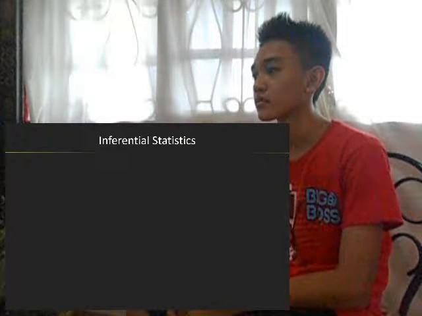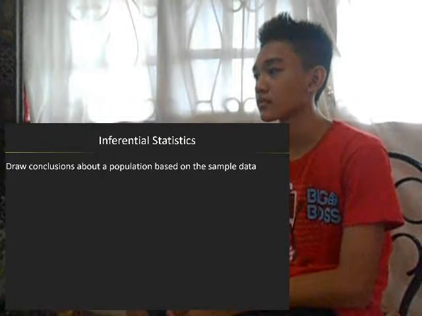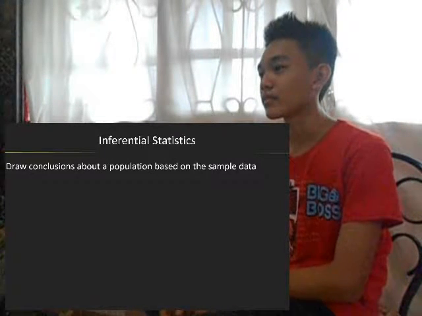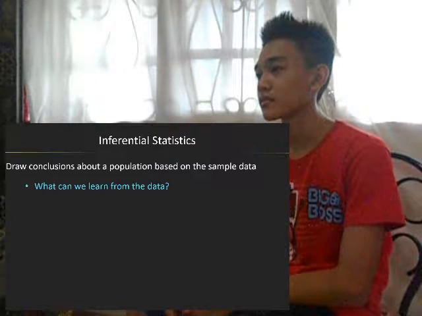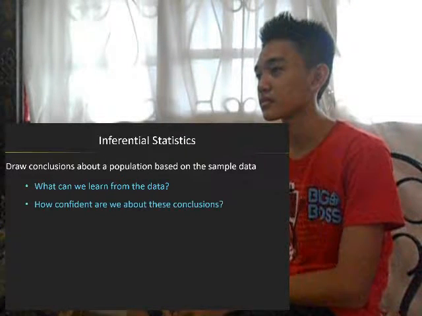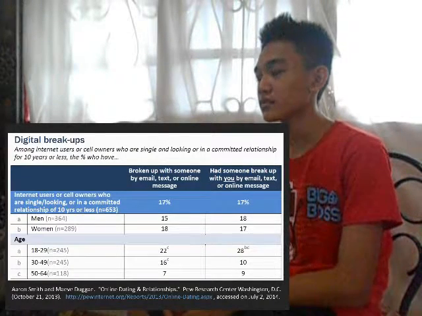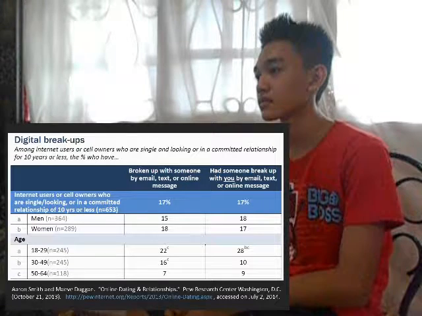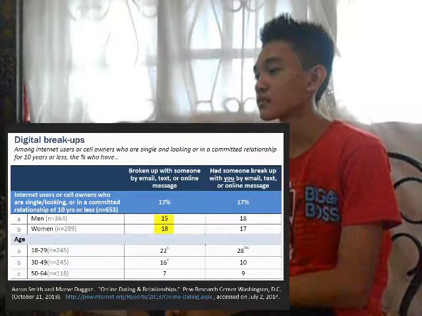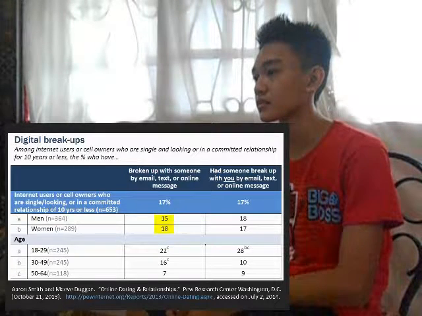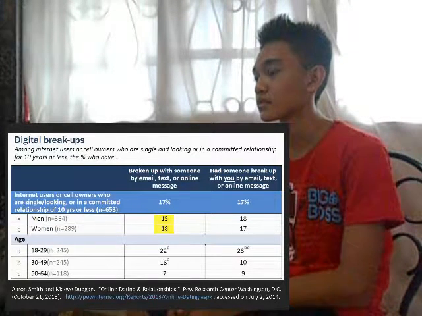In this component of statistics, we want to draw conclusions about a population based on the sample data. So, what can we learn from the data? And also, how confident are we about these conclusions? Taking a look again at the digital breakups table, we see that 15% of men and 18% of women surveyed had broken up with someone by email, text, or online message.